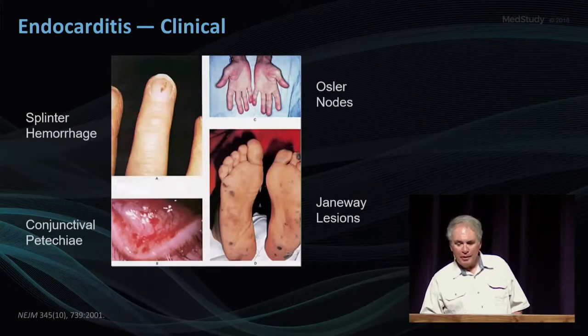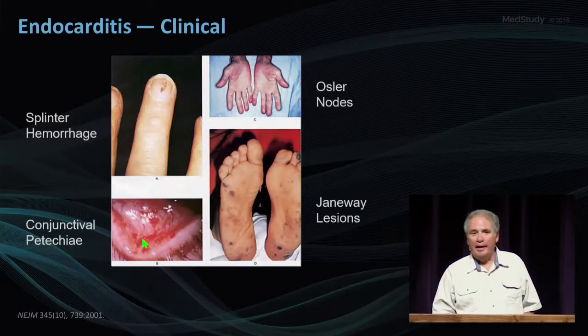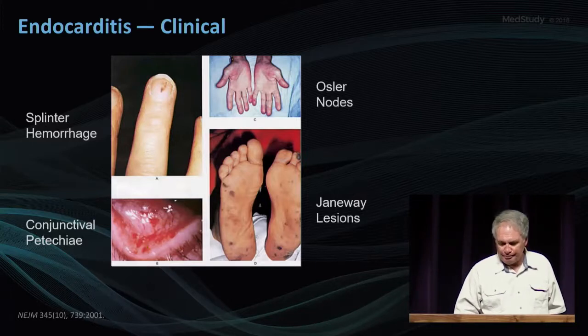Here's some pictures. Osler nodes, painful Osler nodes. Never seen this in a pediatric patient. Janeway lesions. This I've seen, and this you should look for. Splinter hemorrhages of the nail beds and conjunctival petechiae. This you will find in a pediatric patient, and splenomegaly. Look for it.